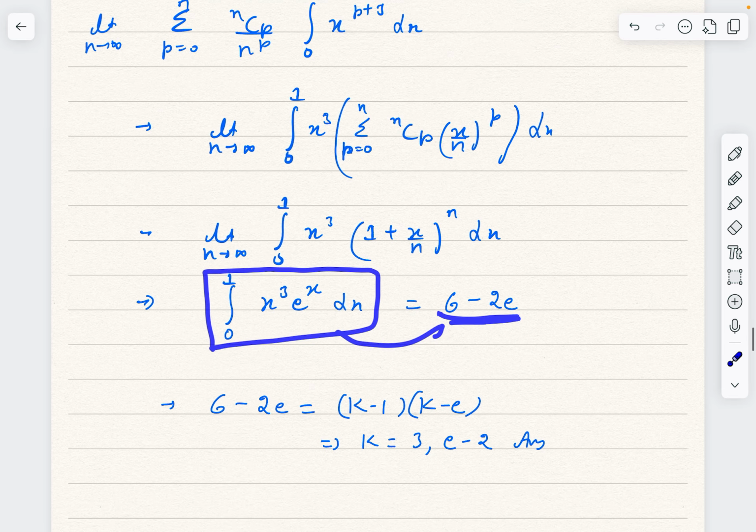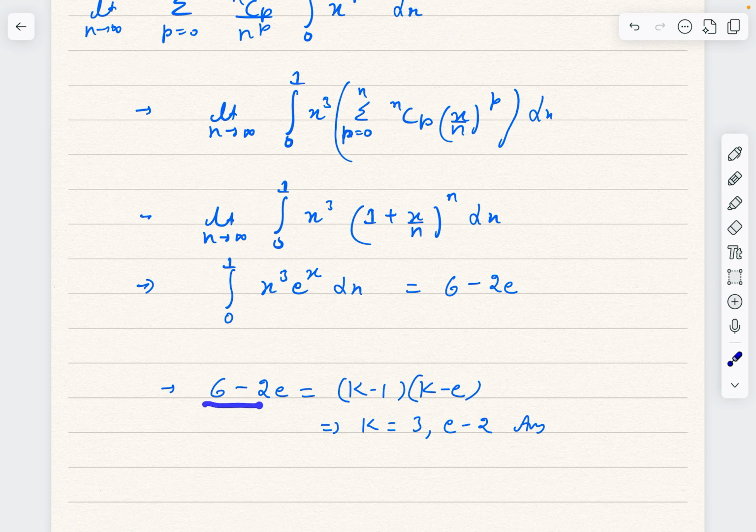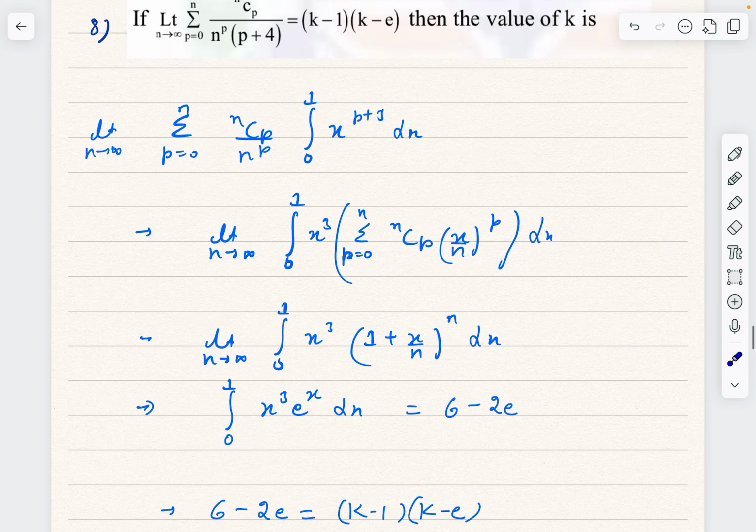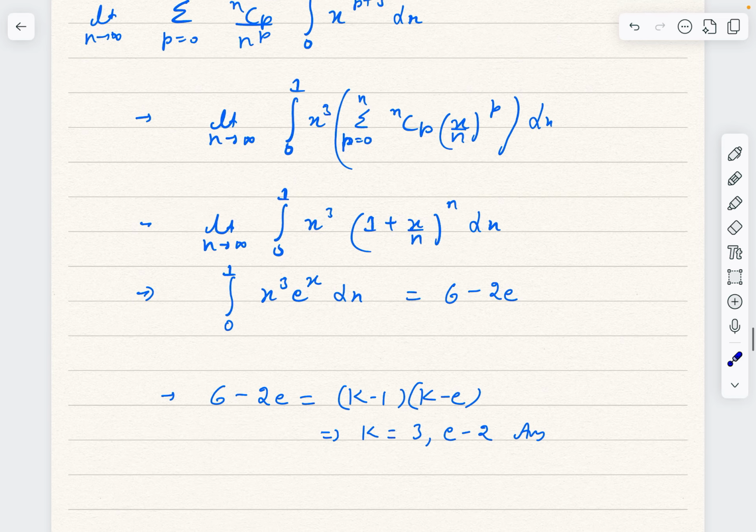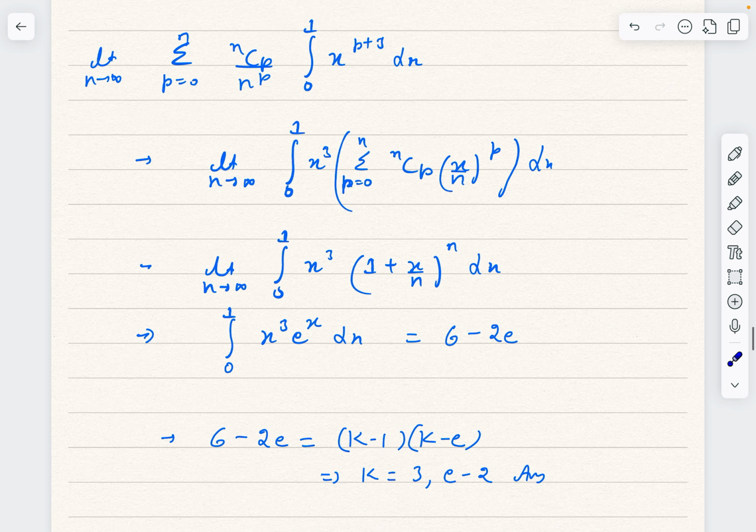You can again solve this using successive integration. And then 6 minus 2e you compare with (k minus 1) into (k minus e). Finally get k as 3 or e minus 2. I think it was an integer type problem, so the answer we can say will be 3 then. Otherwise both will work. Okay, next problem, guys.